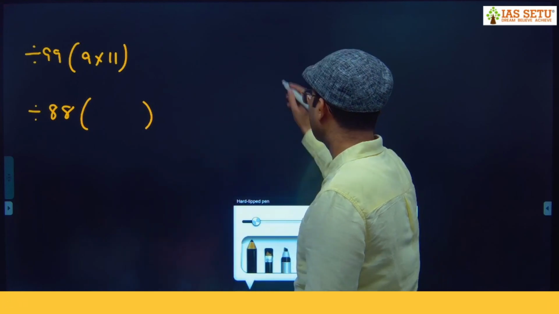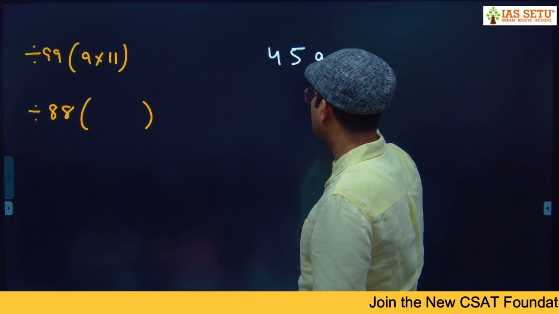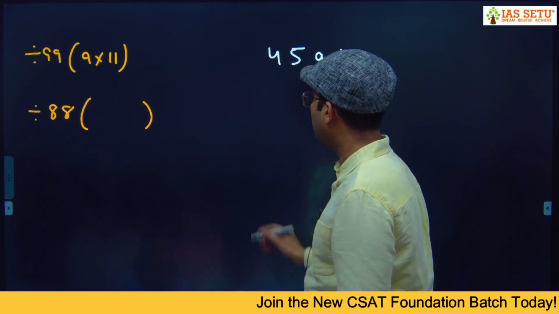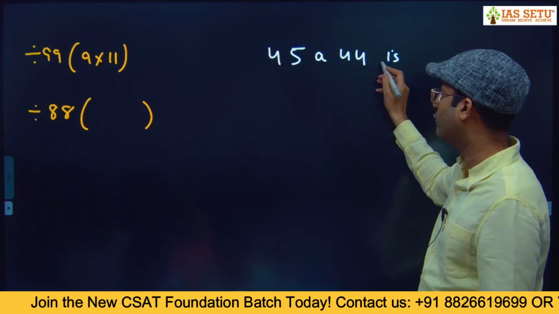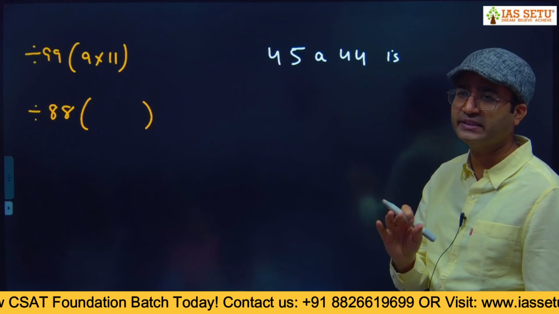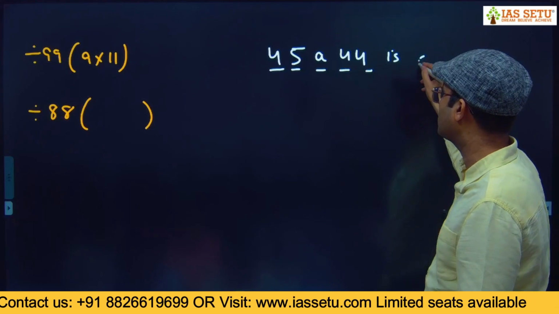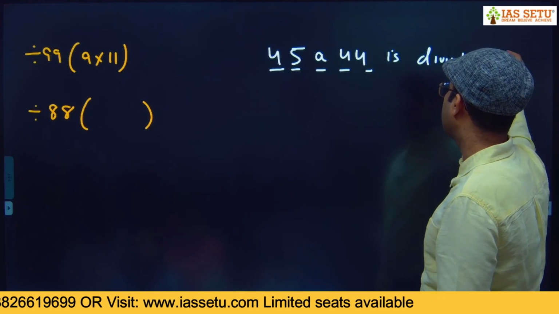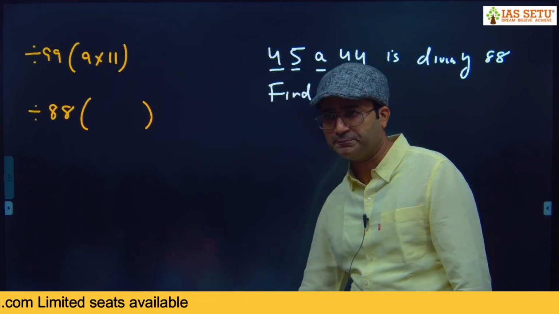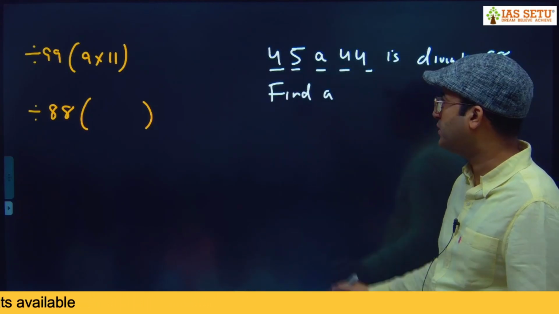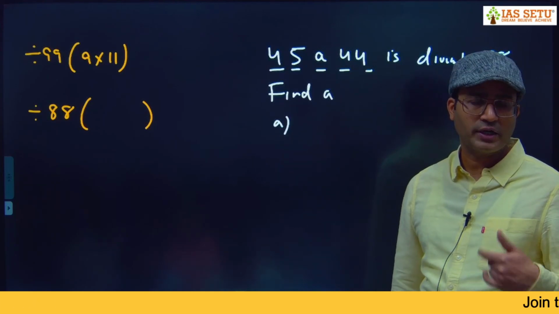I try this: 4, 5, A, 4, 4. Okay, write down the question. 4, 5, A, 4, 4. A is any digit from 0 to 9. It is a 5-digit number, 4, 5, and at the third place you have A, and it is divisible by 88. Find A. We have to find A. It depends on the answer options. If answer options are given, you can try with the answer options. That is one of the good techniques.